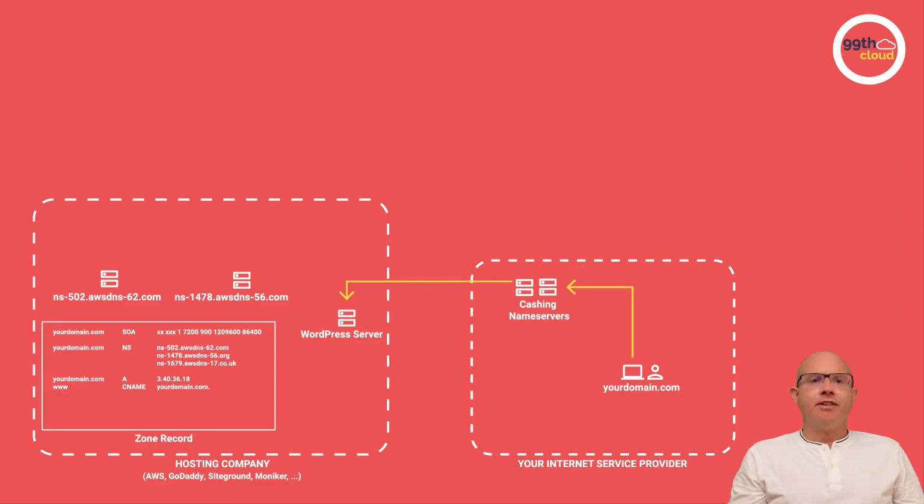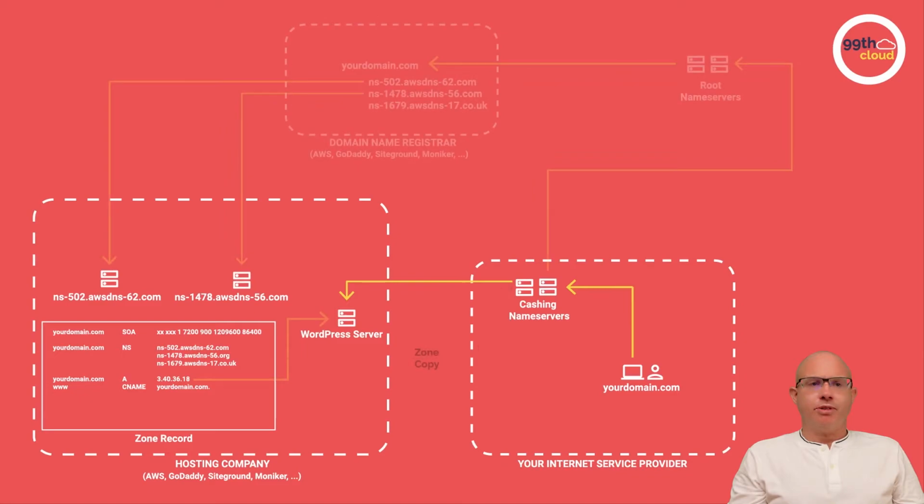So the zone record at your ISP might not be on the latest version yet, and it will take some time, which means the time set in the TTL, until the record is updated at your ISP. You can shorten the TTL time before upgrading, but we will not cover this in this tutorial.